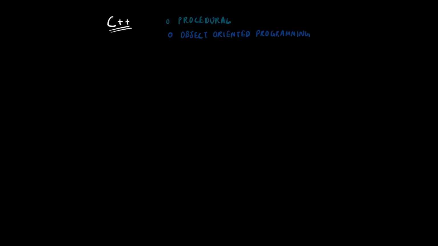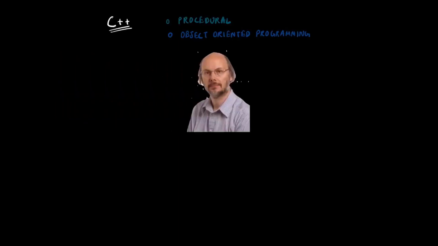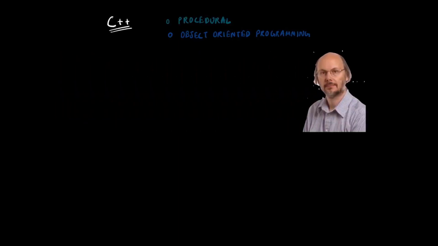Here, C++ is a procedural and an object-oriented programming language. We'll talk more on this in the upcoming bits. So now, on to the history. It was developed by Bjarne Stroustrup in the early 1980s. Yeah, he's the guy right there.